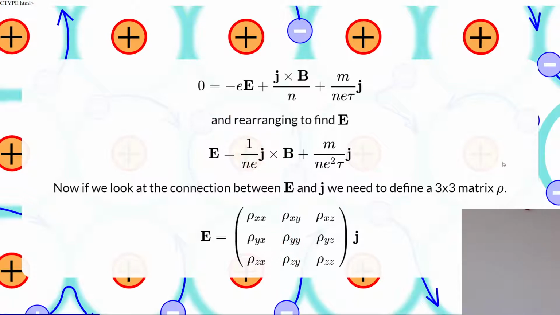I'm not going to go through all the steps here. I'll leave it to you to check. But what we can do is work out from this formula a proportionality constant between the electric field components and the current components. So we can expand this cross product and write out what it is in terms of components of the current and components of the magnetic field.